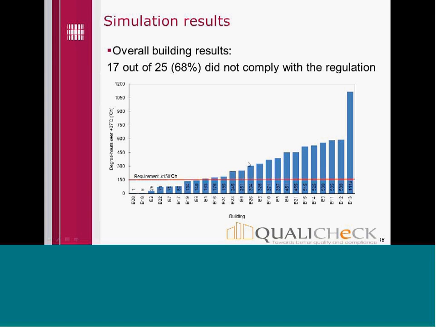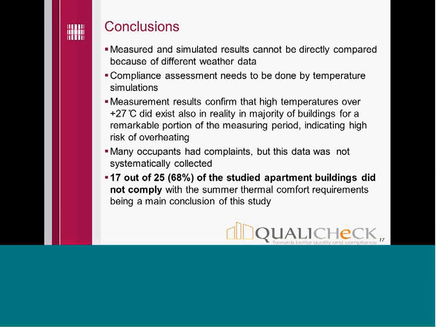So it can be said that about half of the buildings were quite close to complying with this requirement, and half of the buildings had quite a massive excess compared to the requirement. But the truth is that according to the procedure, 68% of them did not comply with the regulation. So not very good results in that respect.